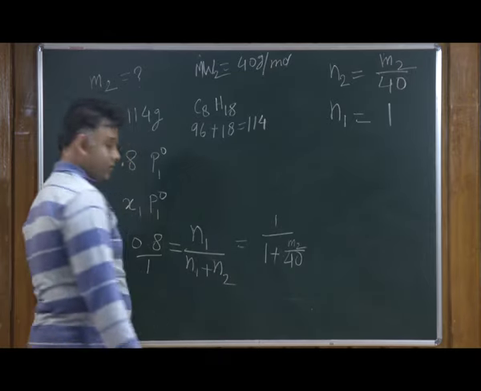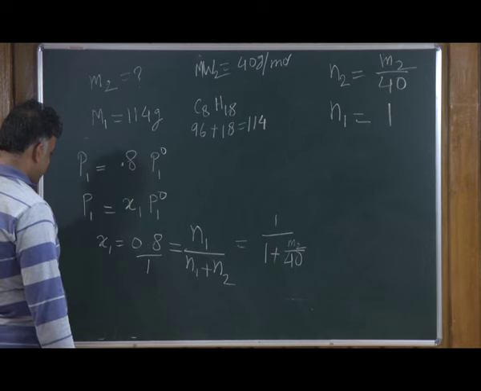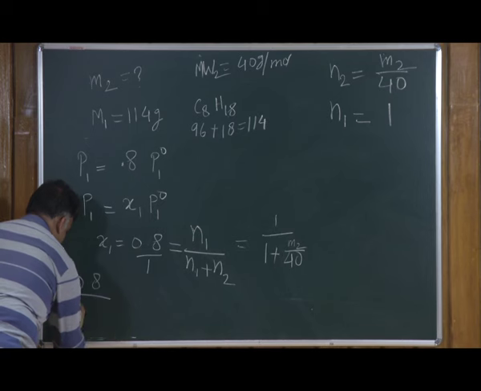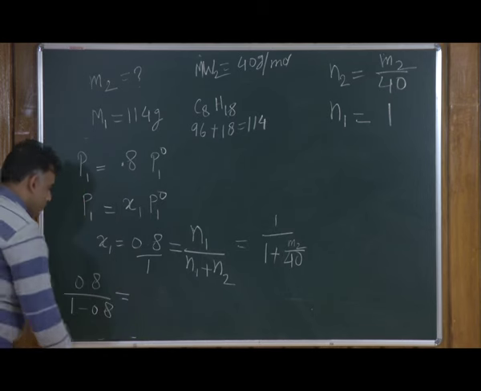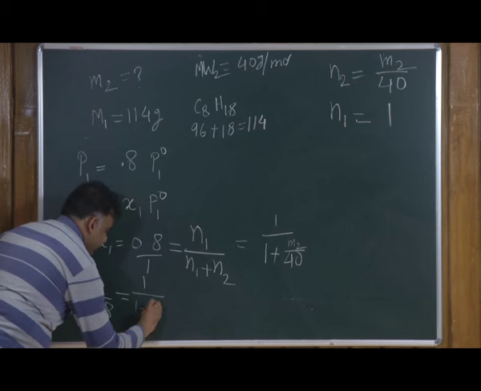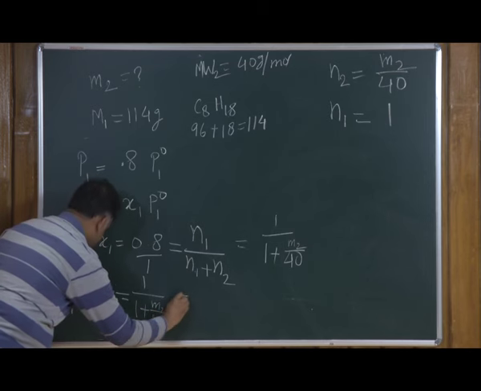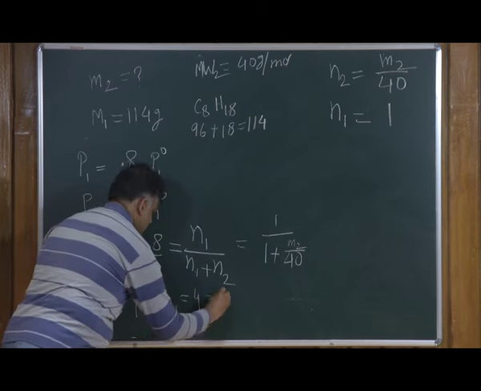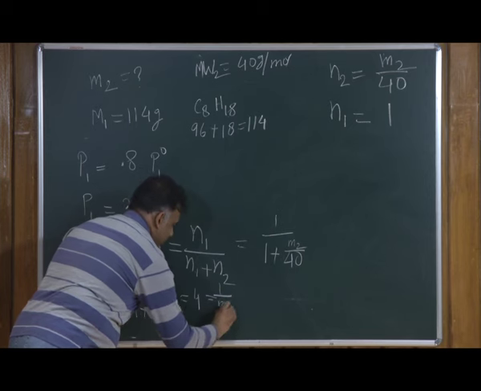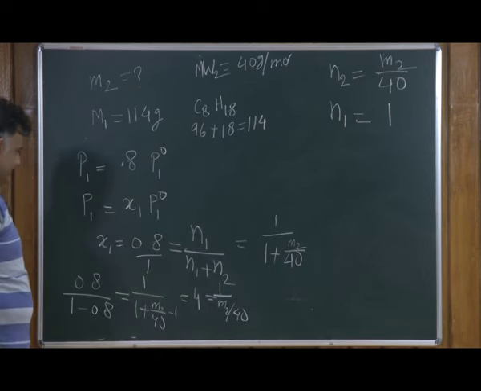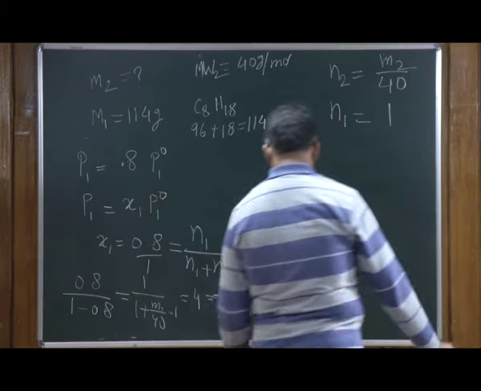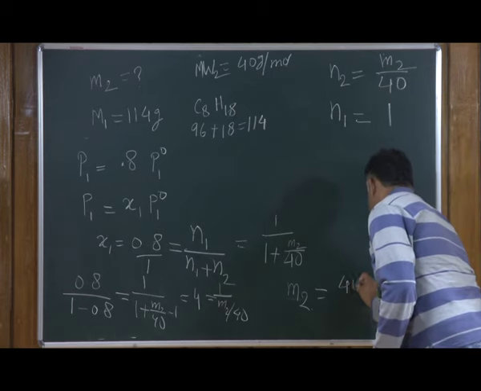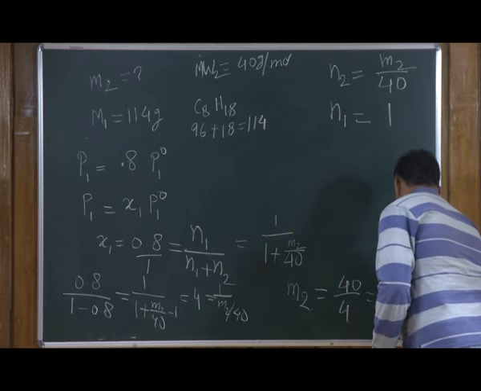Now, simply doing a little bit of algebra, just subtracting numerator from denominator, we will get 0.8 divided by 1 minus 0.8 equal to 1 plus m 2 by 40 minus 1. So, that is 0.8 divided by 0.2, that is 4. 4 is equal to 1 by m 2 by 40. So, this is now a simple equation to solve. M 2 is simply coming out to be 40 by 4. So, the answer is simply 10 gram.